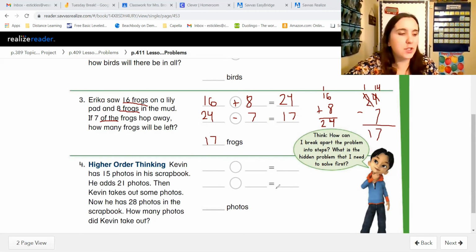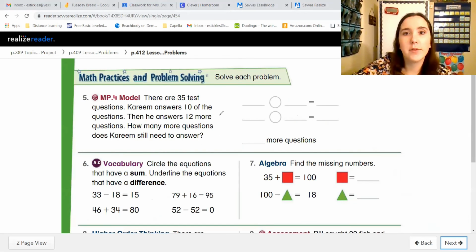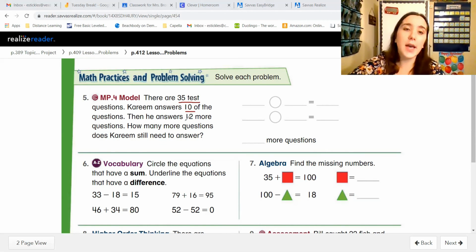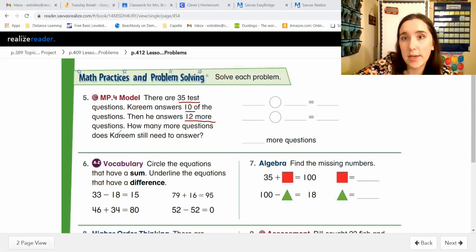Let's go ahead and turn the page and do 2 more problems. Let's take a peek at number 5 together. It says solve each problem. There are 35 test questions. Kareem answers 10 of the questions. Then he answers 12 more. How many more questions does Kareem still have to answer?